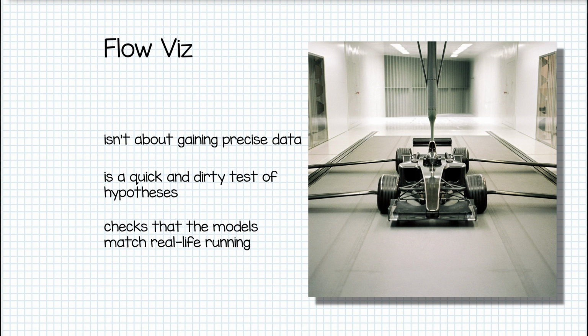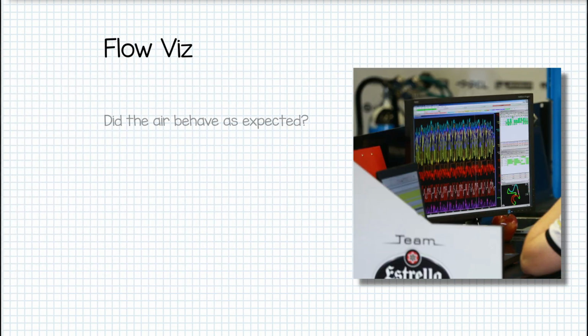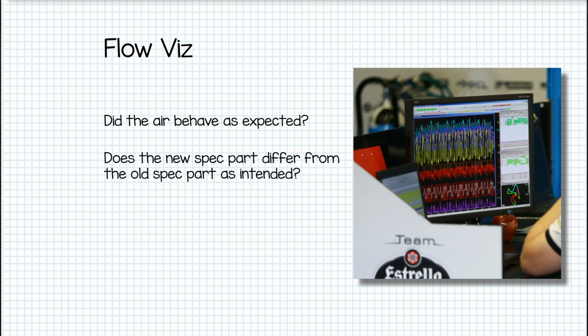So a full-scale run on a real track is the final definitive test for that new front wing or whatever it is they've been developing behind the scenes. Did it behave as expected? Does it differ from the old spec front wing in the way they've intended? Or is it giving some strange flow behaviour that you need to analyse and double check?